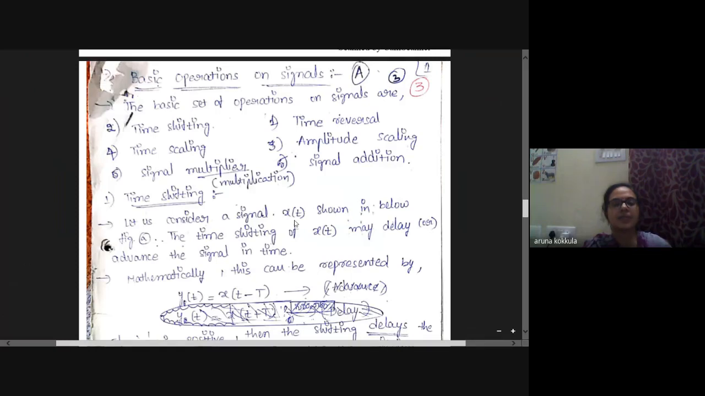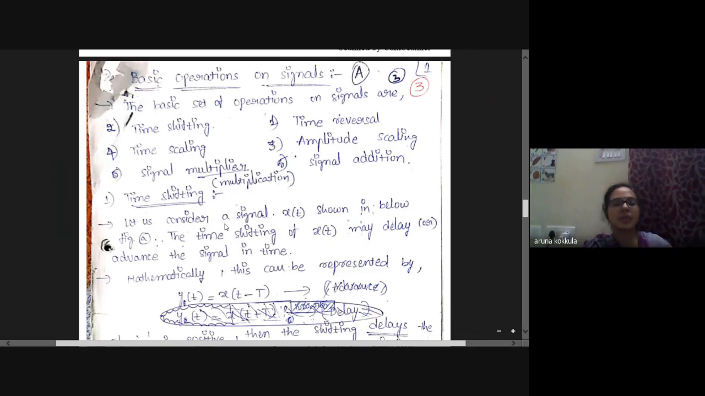In the last session, we discussed discrete time signals and their different types. And in this session, we will see the basic operations on discrete time signals. So the basic operations we are going to see.